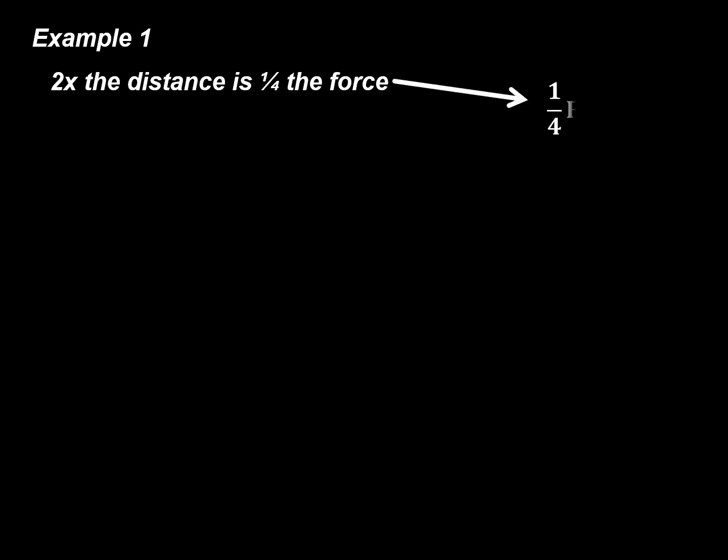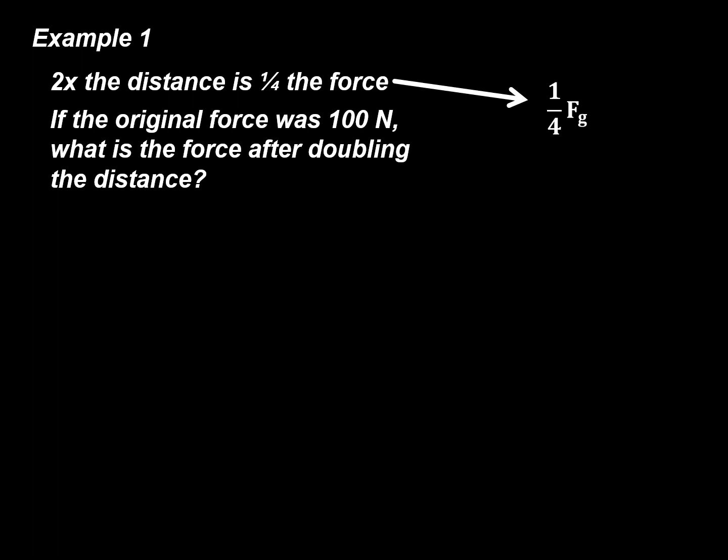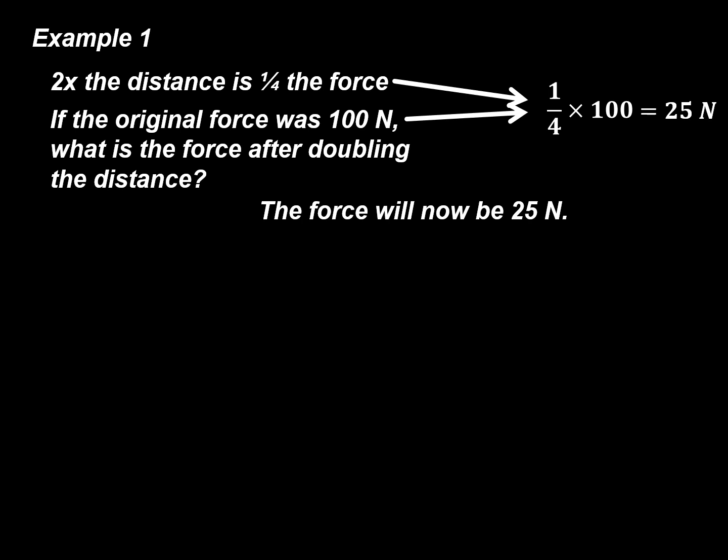So let's say our original force of gravity is 100 newtons. Now, if you double the distance between the two objects, twice the distance means you're going to have 1/4 of the force. So if it was 100, then now our new force is going to be 1/4 of that, which is going to be 25 newtons. So we have a force of gravity between two objects of 100 newtons, and then we double the distance, we have twice the distance, then the force will now be 25 newtons.